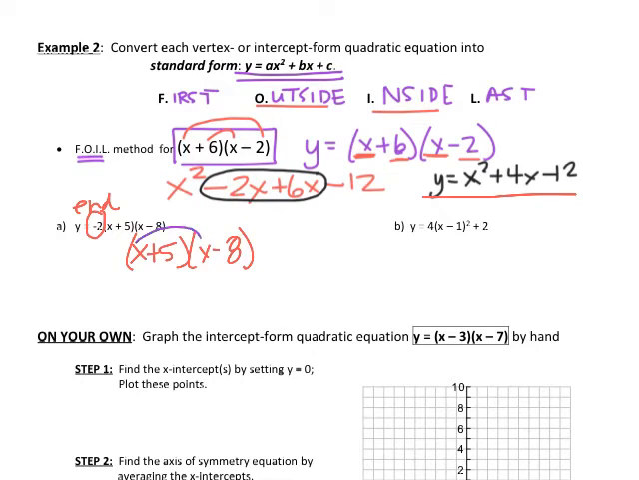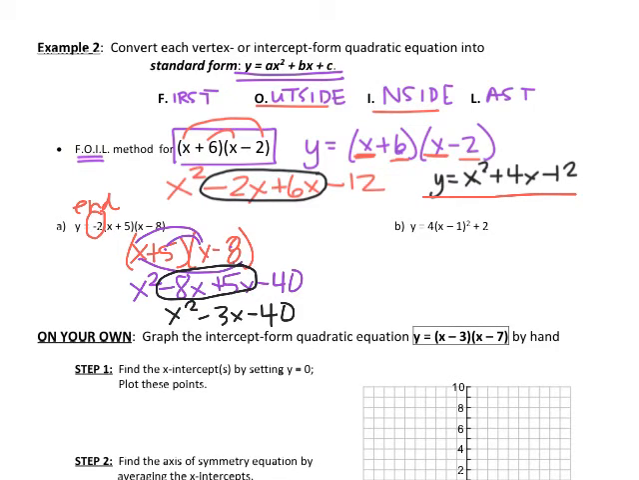So my first things are going to be x squared. My outside things are going to end up being negative 8x. My inside things, that's 5 times x. And then the last things is negative 40, negative 8 times 5. So if I'm going to combine the things that are alike, these things can be combined, x squared minus 3x minus 40, and now I'm going to bring my negative 2 and I'm going to multiply everything by negative 2.